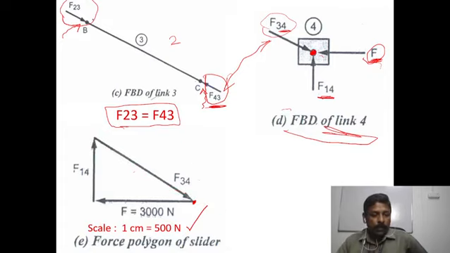So now we get a complete polygon. Here this is F14 and this is F34. From this we can calculate the values of F14 and F34, which is given in the next slide.